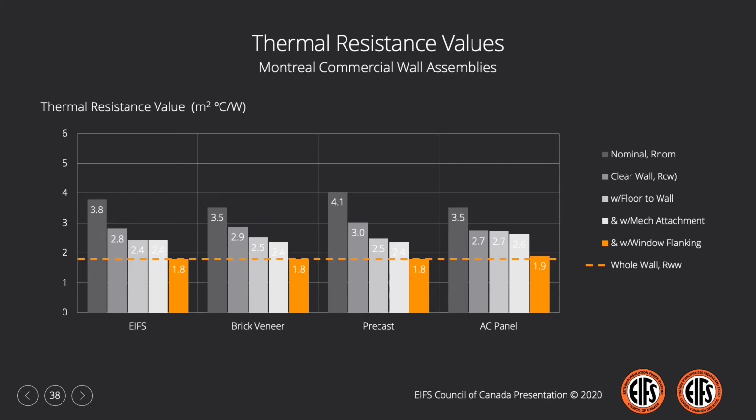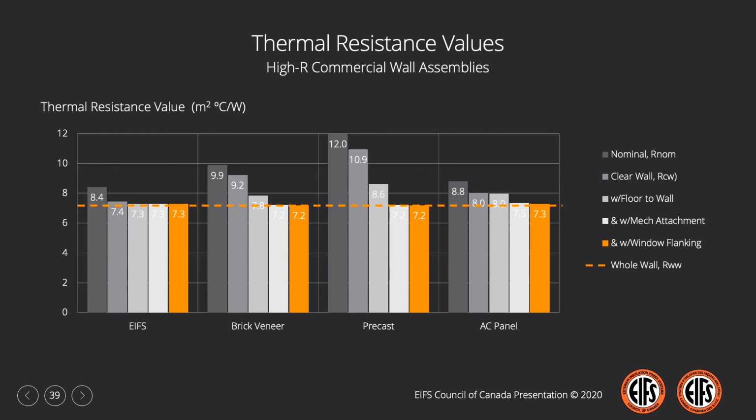A quick look at the Montreal example, where we see the same pattern in terms of behaviors with regard to the R value and stepping down from our nominal all the way down to our whole wall. So starting with a slightly lower value, remembering that Montreal bases its requirement on nominal values as opposed to clear wall R values. So we begin with a nominal value of approximately 3.5 for the brick veneer assembly and for our AC panels. And then we see the typical reduction in that nominal value through the effects of repetitive framing members, our floor-to-wall interfacings, mechanical attachments, and so on. And we end up with a whole wall R value of approximately 1.8 across the board.